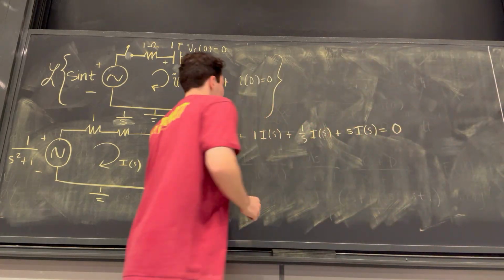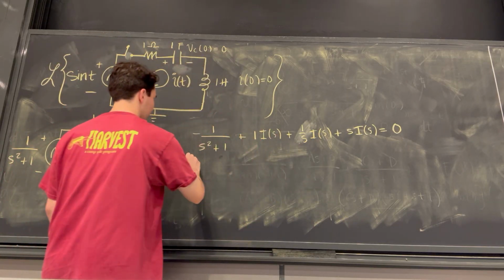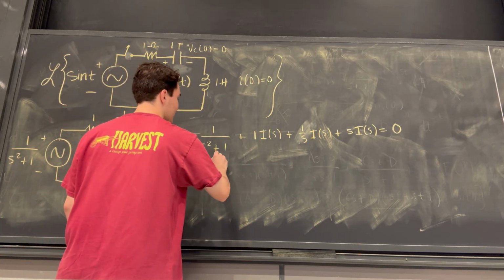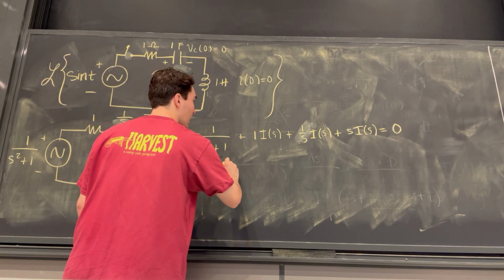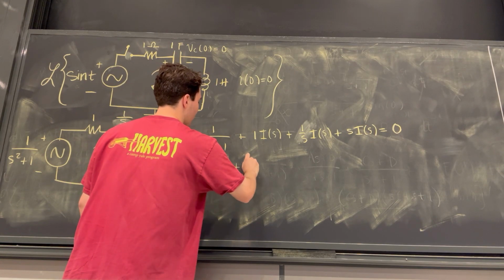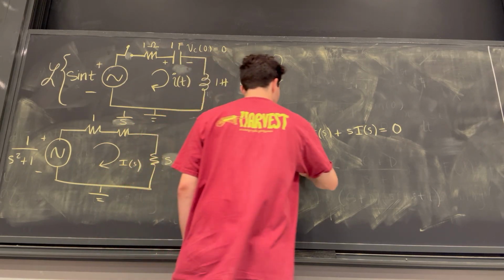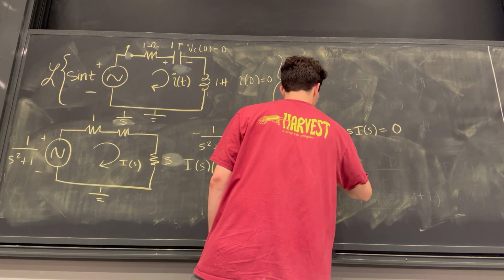I'm going to move this term to the right-hand side of the equation, and then I'm going to factor out an I from the left-hand side. So what am I going to get? I'm going to get 1 over S plus 1 plus S equals 1 over s squared plus 1.